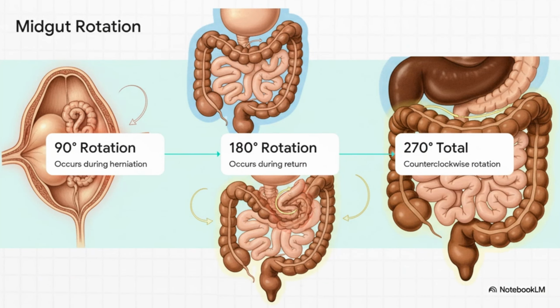Let's break down the exact math of this rotation. The primary intestinal loop needs to rotate a grand total of 270 degrees counterclockwise. The physical axis it spins around? The superior mesenteric artery. Now, this doesn't happen all at once. It happens in 2 stages. First, there's a 90-degree counterclockwise turn that occurs while the gut is herniating out into the umbilical cord. Later, the remaining 180-degree turn happens during the return of the intestinal loops back into the abdominal cavity. Add them up, and you get your 270 degrees.